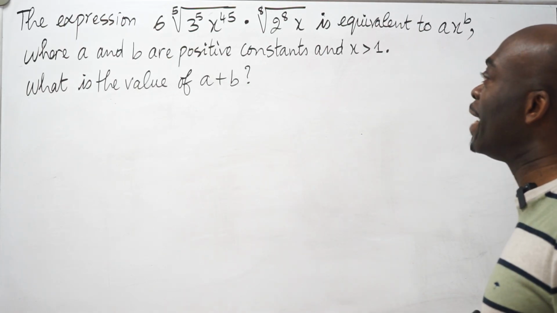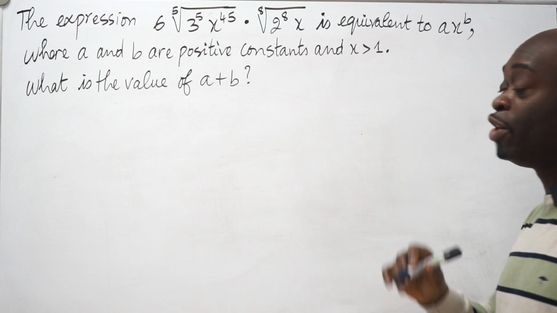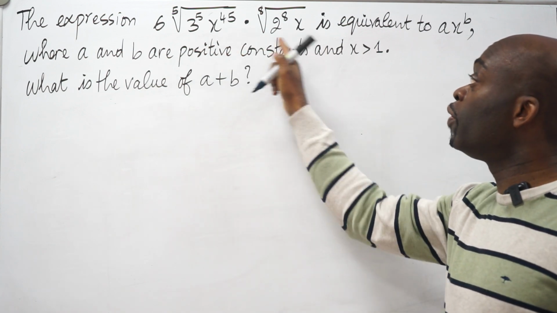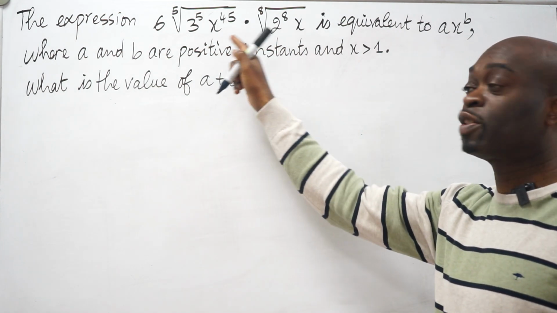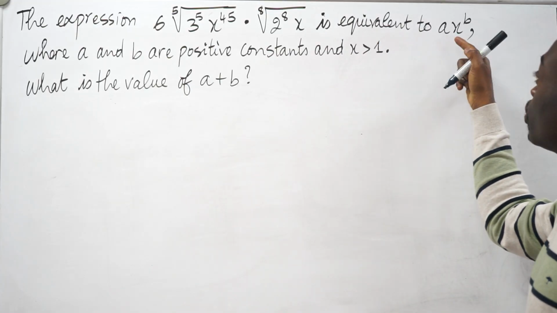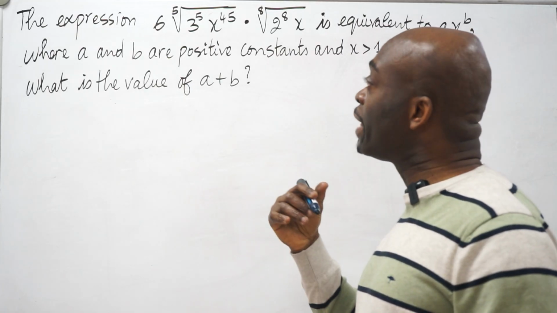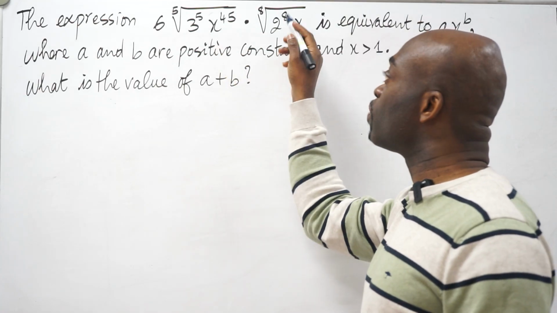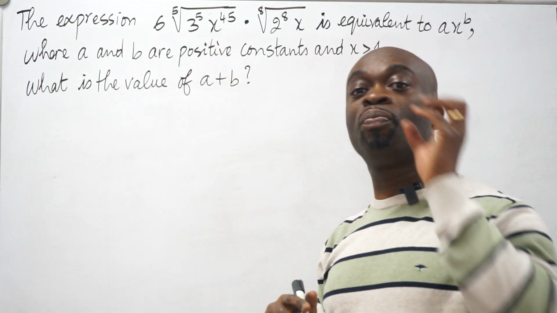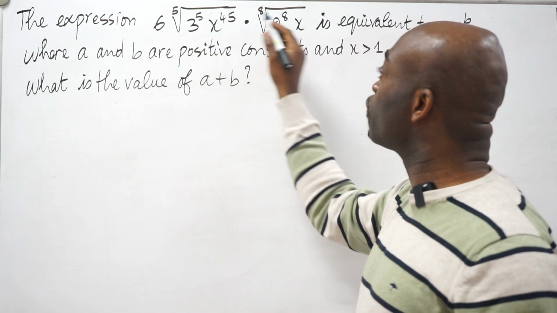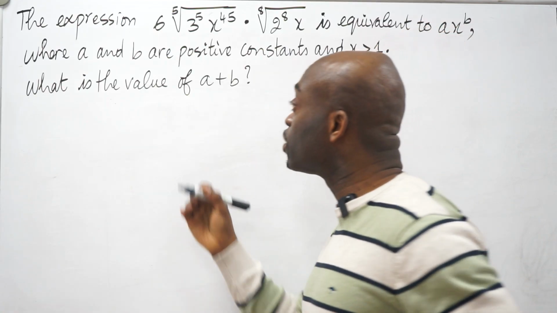Very interesting problem, right? So the first thing we have to think about is that the product of these two expressions is equivalent to ax to the power b. So what we can think about is rewriting these two expressions into powers, right? That means the fifth root and the eighth root, we can change them. So let's go for it.